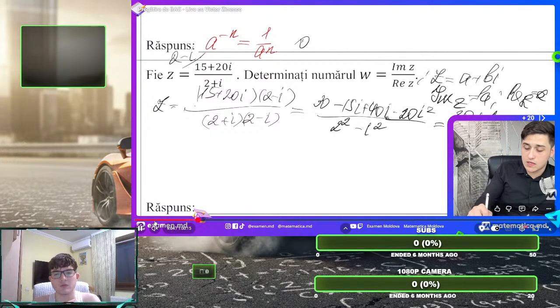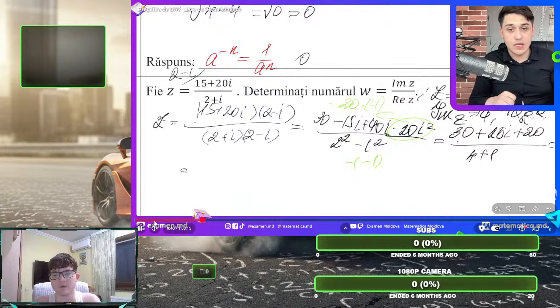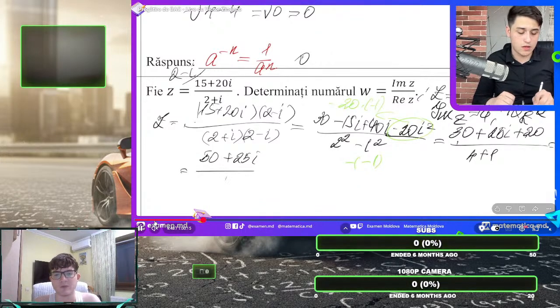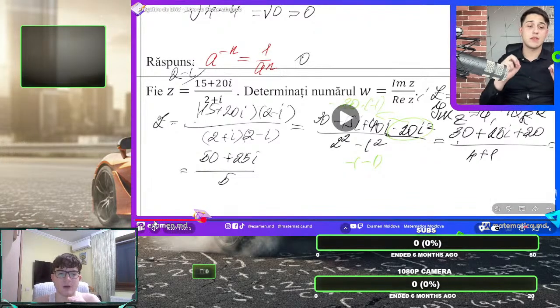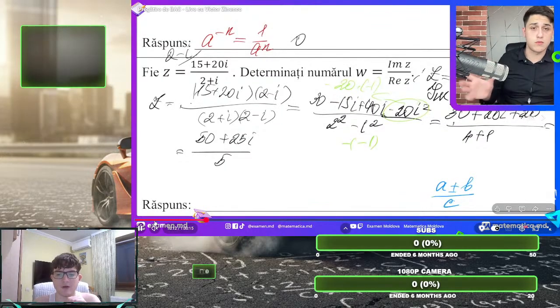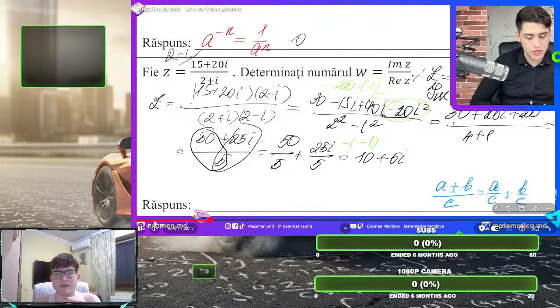Okay, so we have this 30 plus 25i, which is correct, so minus 15i plus 40i, you get that. And then plus 20 right there, divided by 5. So we have 50 plus 25i divided by 5, so now you divide each term on top by 5, so we're going to have 10 plus 5i, that's it.